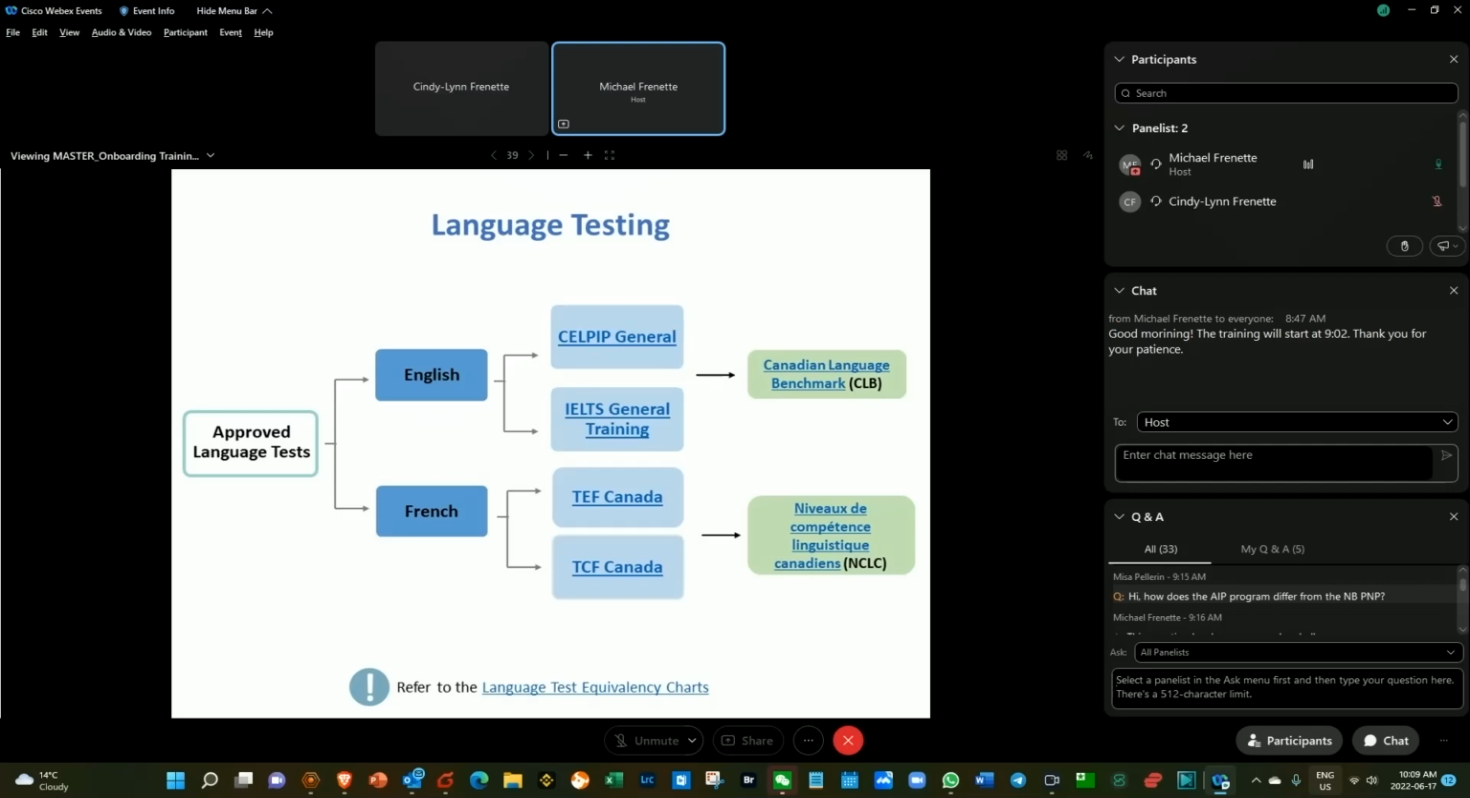For candidates with a job offer in the NOC 0, A, or B skill level, the minimum is a CLB or NCLC of 5. And for candidates with job offers at the NOC C skill level, the minimum is a CLB or NCLC of 4. Language test results must be less than 2 years old when applying for permanent residency.